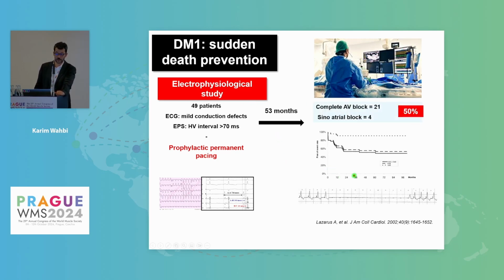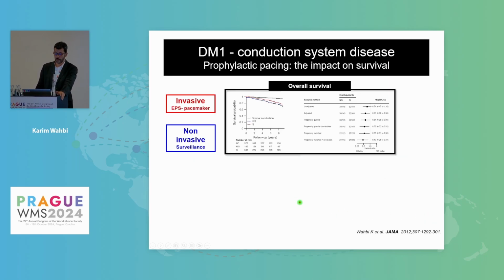It has been shown, for example, that one parameter called the HV interval, when it's prolonged at more than 70 milliseconds, 50% of patients have major conduction defects during follow-up. So not all, but many centers worldwide systematically use the EP study when patients have an abnormal ECG. And 10 years ago, our group showed that using this systematic invasive approach has a positive impact on life expectancy.